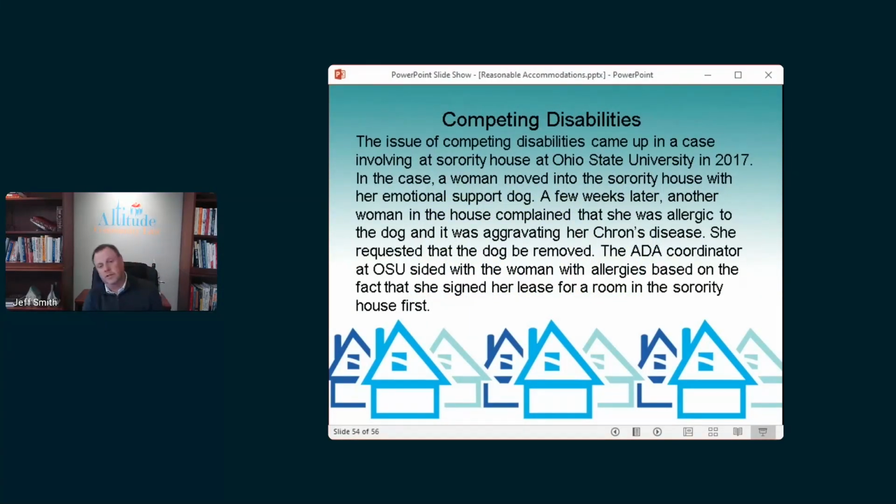Competing disabilities. This comes up often. Someone comes in and says, I need this dog for whatever the reason is. Then their next door neighbor says, I'm allergic to dogs, therefore you can't allow this dog to be here. Ultimately, it's first in time. If the person who first requested the animal made the request for the accommodation before the person who then says they're allergic, typically the courts are going to side with whoever came first in time. So that initial person who requested the animal is likely to win.